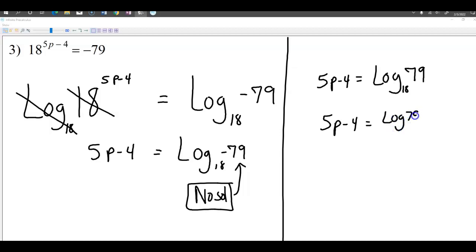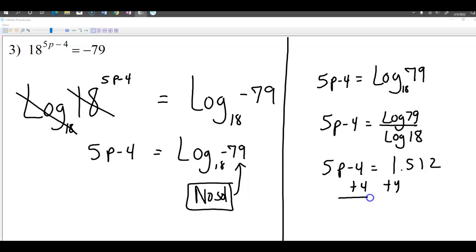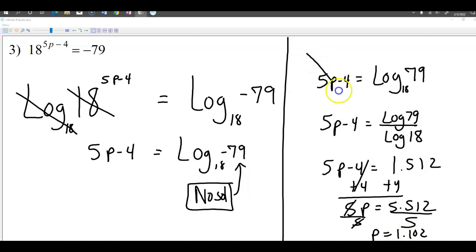You would do your change of base. Get your trusty calculator out and figure out what that is. And once again, I get 1.512. And from there, just go ahead and solve it like normal. You would add 4 on both sides. And then you would divide both sides by 5. And you would have your final answer, which is 1.102.